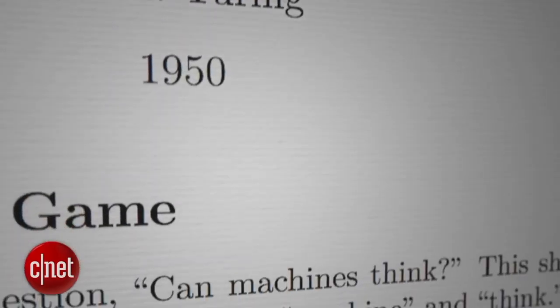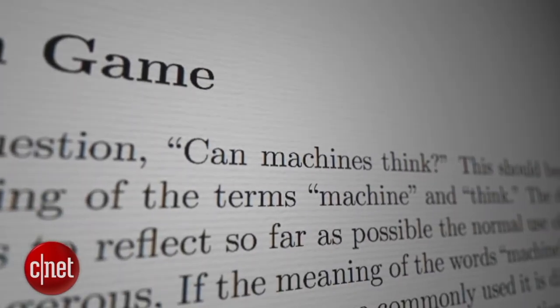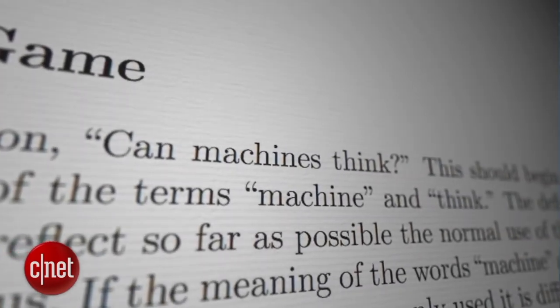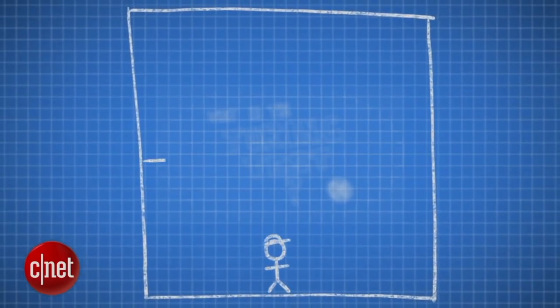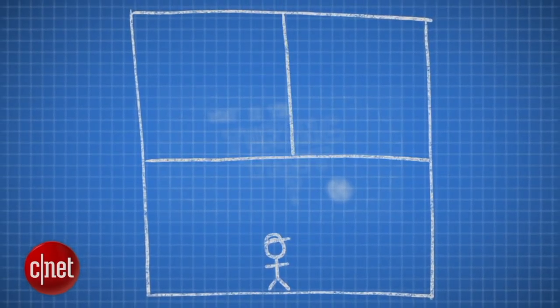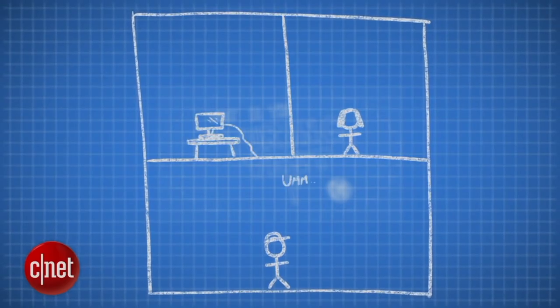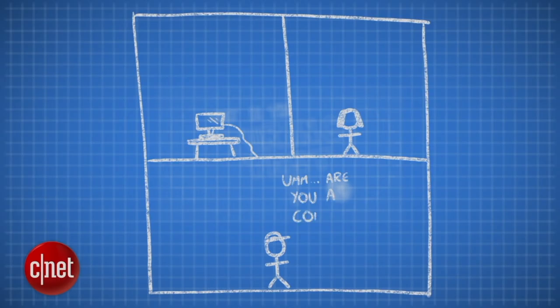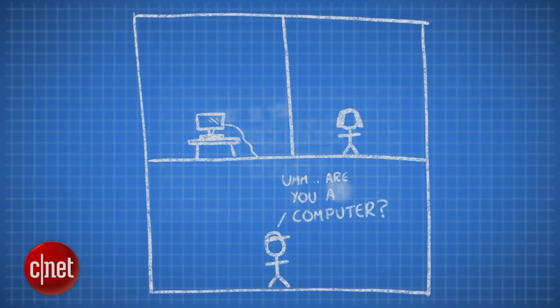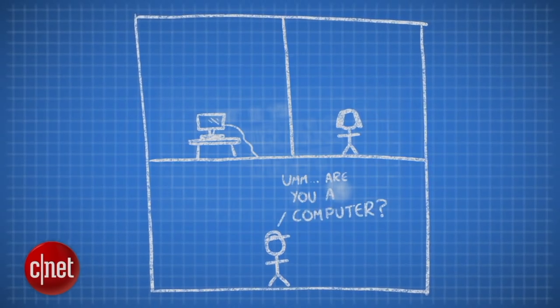Turing wanted to answer the question, can machines think? To get to the bottom of this, he devised a hypothetical test. Imagine a game with 3 players. One player, the interrogator, is isolated from the other 2 players, one of whom is human and one of whom is a computer. The interrogator's job is to try and figure out which is the human and which is the computer by asking questions of both.